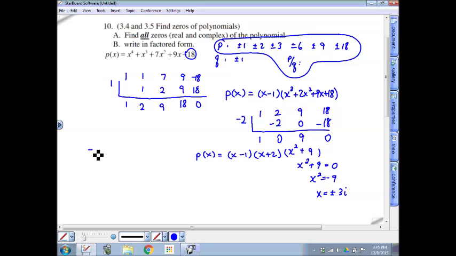So anyway, we have all of our zeros now. X equals 1, x equals negative 2, and x equals plus and minus 3i. The problem also asks us to write p of x in its fully factored form with all 4 factors.